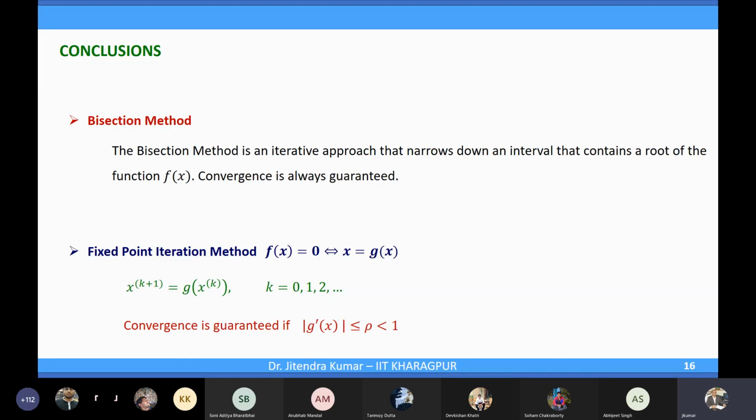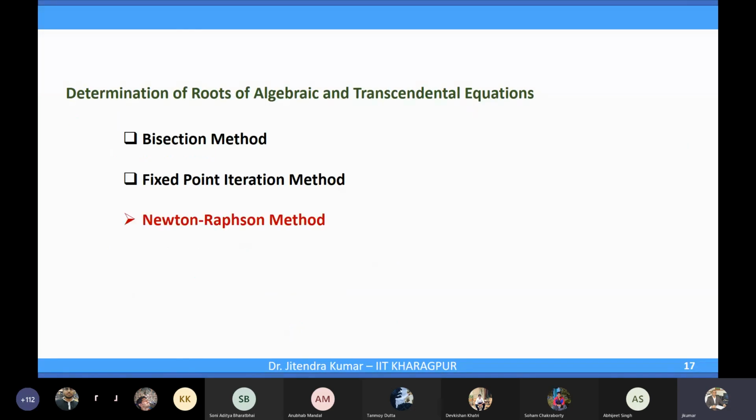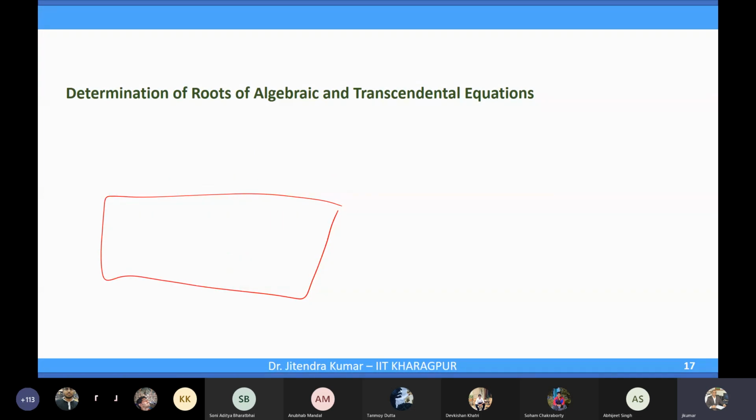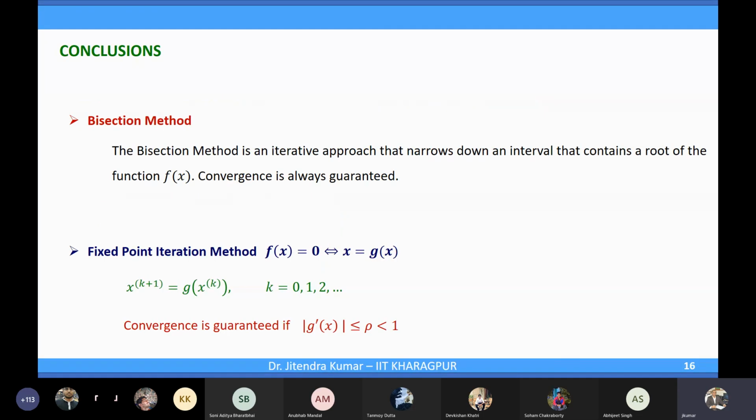In the next class, we will continue with the Newton-Raphson and the secant method. I think it will not take more than 1 hour, and we will be done on Monday itself. So Monday we'll finish this portion. I think it's time for you to go to the other class, and you can leave.